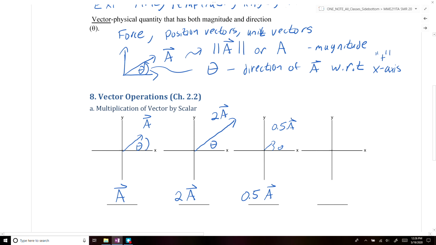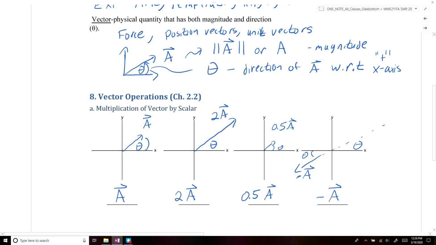And then the last thing is if you multiply a vector by a negative number, what ends up happening is the direction rotates 180 degrees. So originally, our vector was at an angle theta from the positive x-axis. It will be at an angle theta from the negative x-axis, but it'll still have the same magnitude. It'll just be going in the opposite direction.